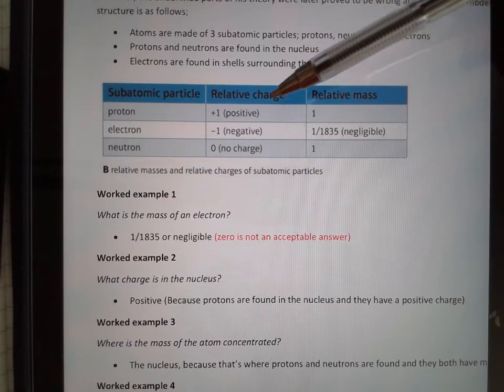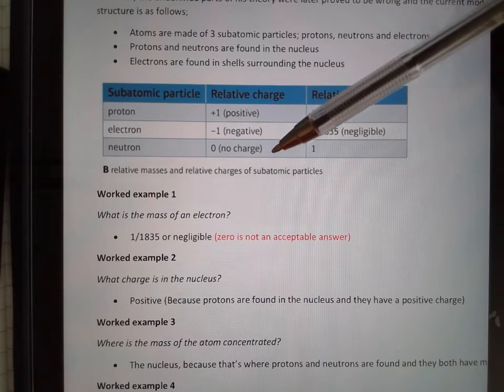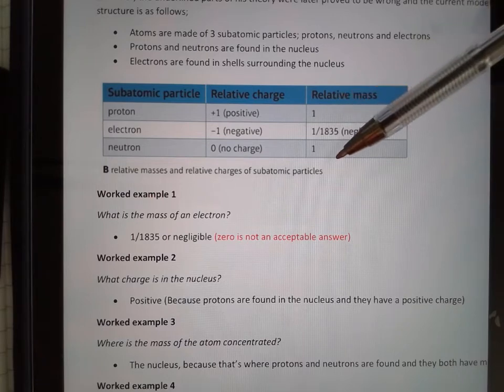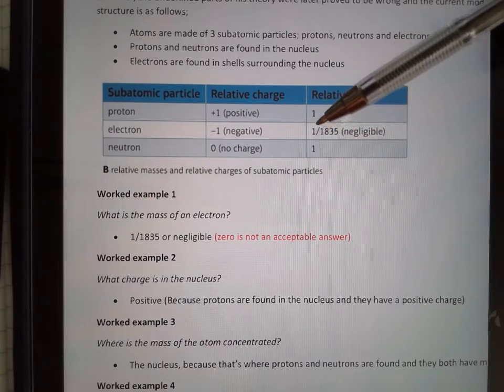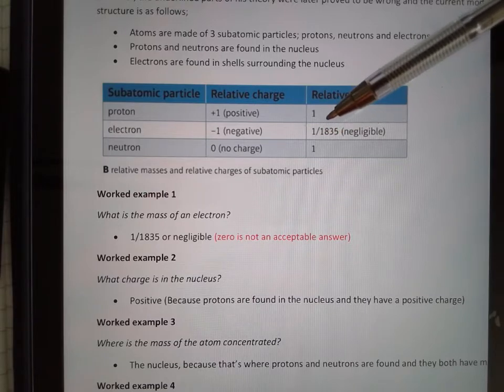But make sure you know the charges, okay? So protons are positive, electrons are negative, neutrons are neutral. Make sure you know the mass, so how heavy they are. Protons and neutrons have a mass of 1. Electrons are basically 1,835 times lighter than protons or neutrons.